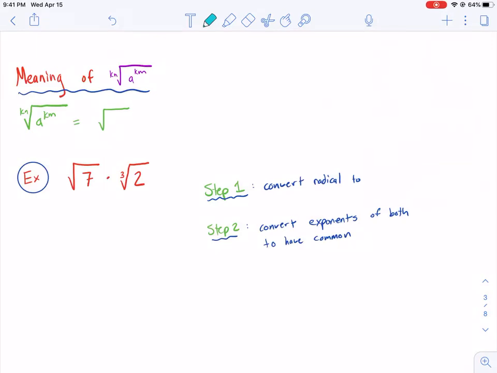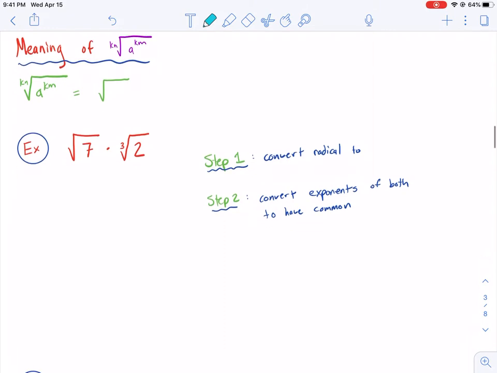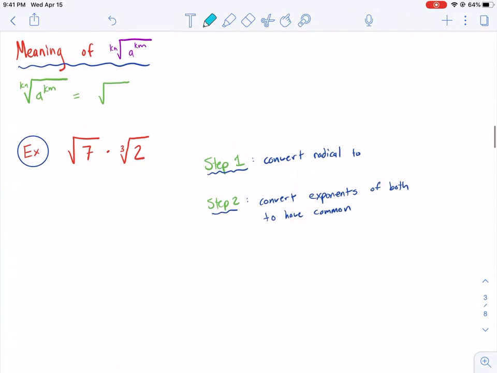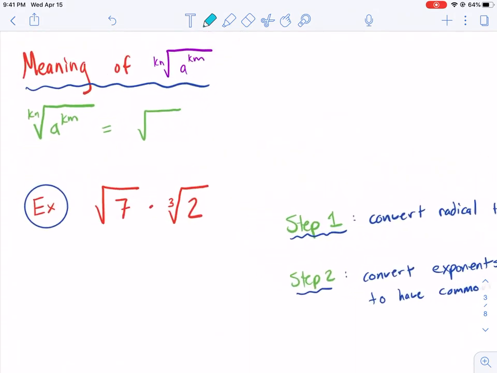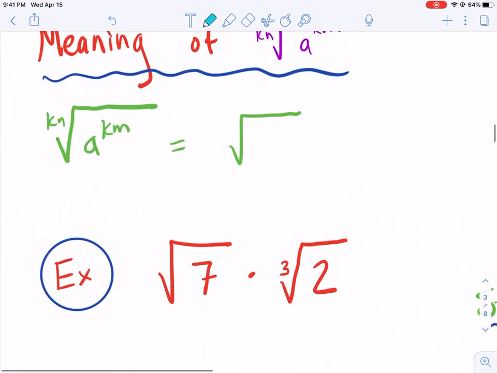Welcome back, everyone. This is the final chapter of Simplifying Radicals. In this section, we're going to go over a really good bonus type problem. This problem is about radicals being multiplied by each other that don't have the same index. Let's look at the theory behind it.